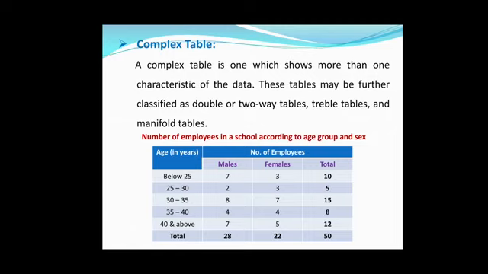Thus, a three-way table answers questions relating to three interrelated phenomena. And dear students, when four or more than four characteristics are simultaneously shown in a table, it is a case of manifold tabulation. Such type of tables are also known as high-order tables.